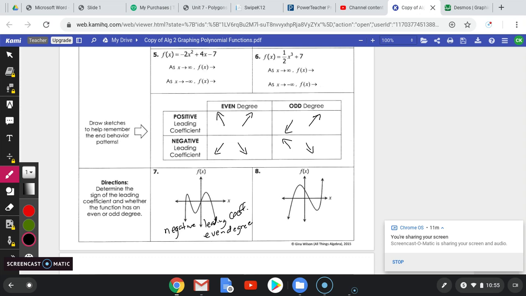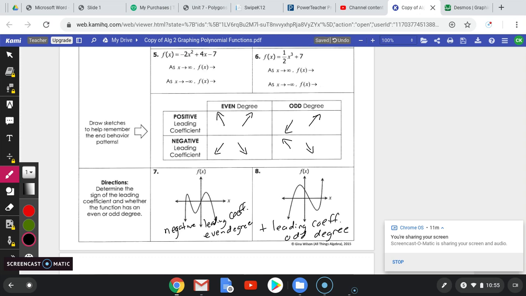It was kind of like the first one we did here, except it was going the opposite direction. Here, I'm going down on the left side and up on the right side. Well, where does that match my table? Down on the left, up on right. Well, that's a positive leading coefficient with an odd degree. Right?